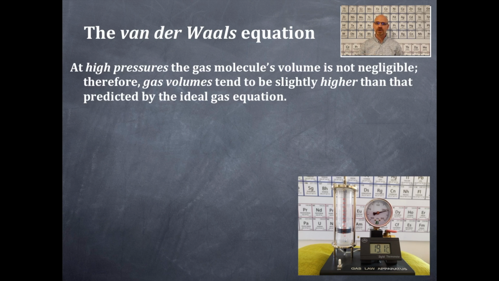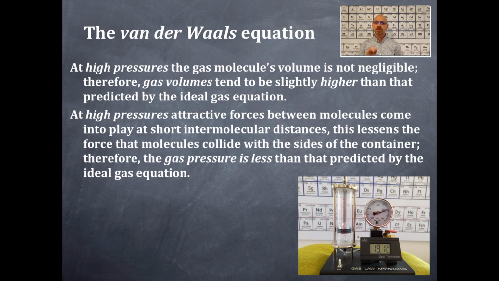At high pressures, the gas molecule's volume is not negligible. Therefore, gas volumes tend to be slightly higher than that predicted by the ideal gas equation. At high pressures, attractive forces between molecules come into play at short intermolecular distances. This lessens the force that molecules collide with the sides of the container. Therefore, the gas pressure is less than that predicted by the ideal gas equation. These situations must be accounted for mathematically, and that's the van der Waals equation.